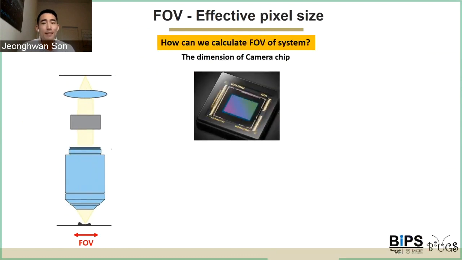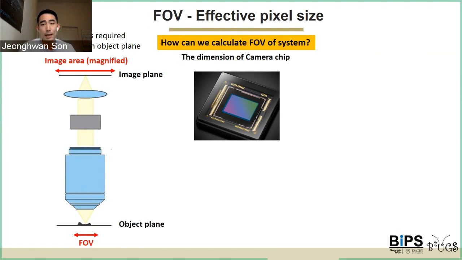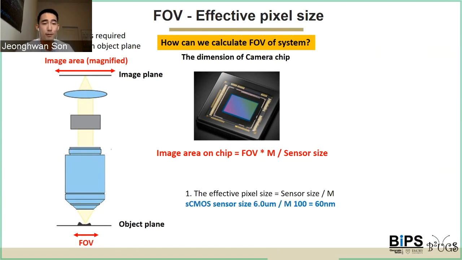Then, how can we calculate field of view of system? Microscopy system. Then we need to talk about a dimension of camera chip. First, let's define 2 planes called as an objective plane and image plane. In an image plane, field of view is magnified, so we do need to consider this magnification factor, because the image is magnified and divided by sensor chip size itself.